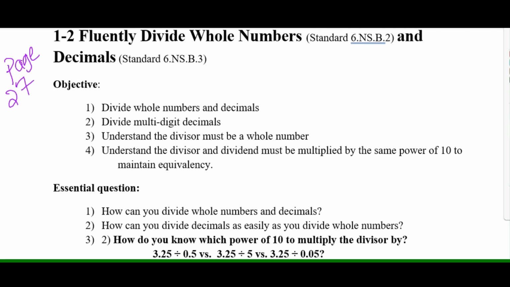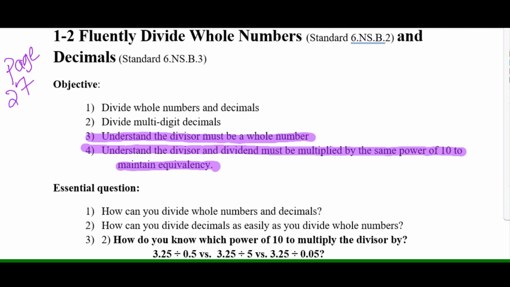So we have 4 objectives for this lesson. We want to divide whole numbers and decimals, divide multi-digit decimals, understand the divisor must be a whole number. I want you to highlight that because that's one of the most important things. Your divisor must be a whole number, and I'm going to show you exactly what I'm talking about. And if you make your divisor a whole number by multiplying by a power of 10, you have to make sure you move the dividend decimal point the same number of spaces in the same direction, which means you're multiplying by the same power of 10. So objective 3 and 4 is really important for this lesson. So I want you to highlight that.